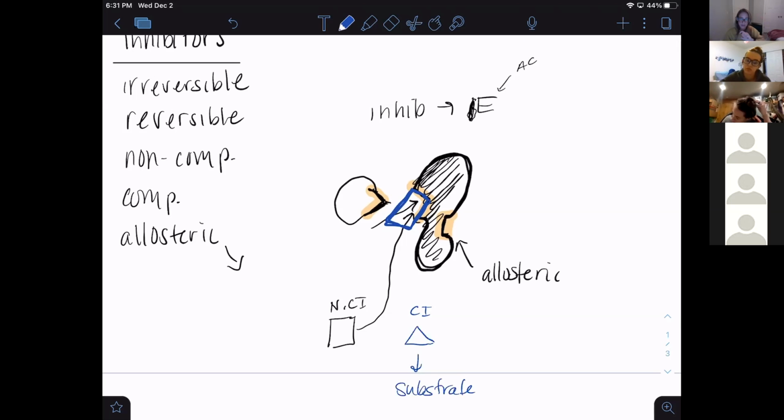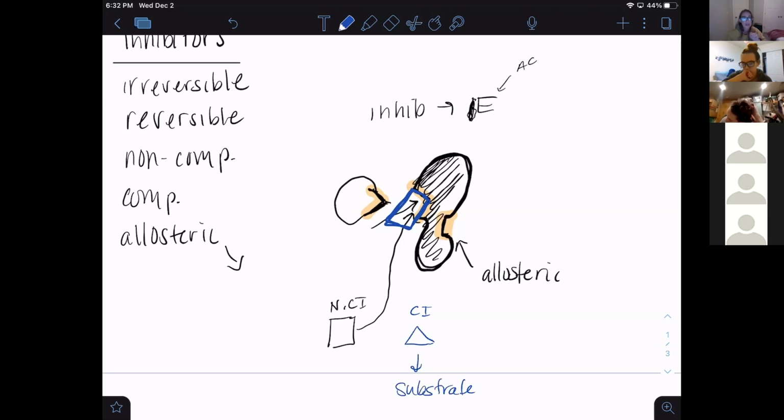okay? Are we all clear with the difference between non-competitive and competitive? Competitive looks like the substrate, it's aggressive. Non-competitive doesn't necessarily fit, but still can bind, but it kind of just walks around, and if it happens to see something, it'll go in there.